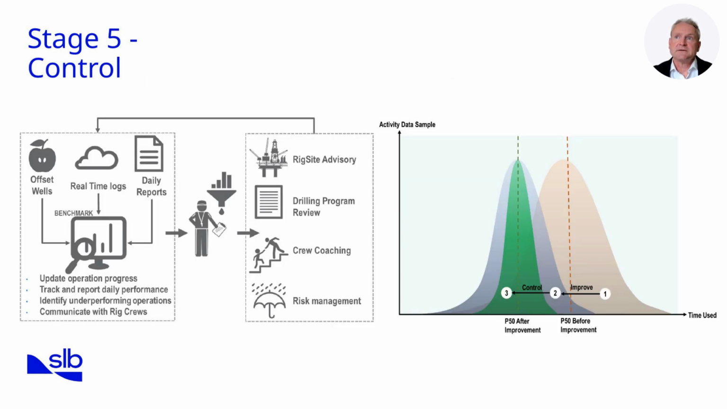In Stage 5, Control, the project team needs to ensure that the improvements are standardized and sustained over time. Standard operating procedures are established through a systematic control plan developed by a dedicated performance engineer starting from the well planning stage. The performance engineer uses the results from the benchmarking program to optimize well planning, provide rig site advisory services, review drilling programs, coach crew members, and conduct risk management to ensure the justification of risks taken to achieve better performance.